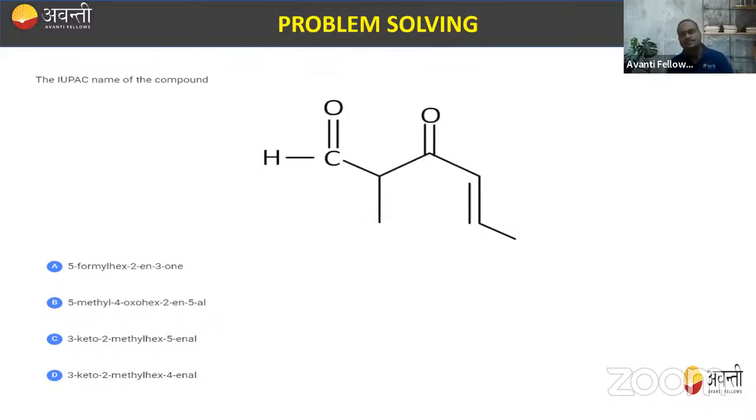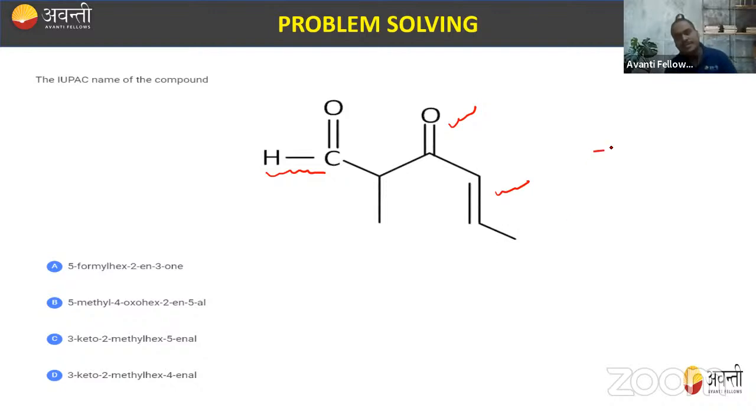Now you need to write the IUPAC name of the compound. चलो फटाफट जल्दी से लिखो. इसमें कौन कौन सा ग्रुप है मुझे ये बताओ पहले. So we have an aldehyde group here, we have a ketone group here, and we have an alkene group here. So out of aldehyde and ketone and alkene, किसको preference दोगे? What is the order of priority in case of aldehyde, ketone and alkene, right? So क्या होगा priority का order बेटा?